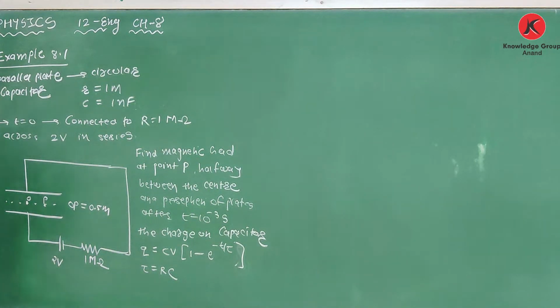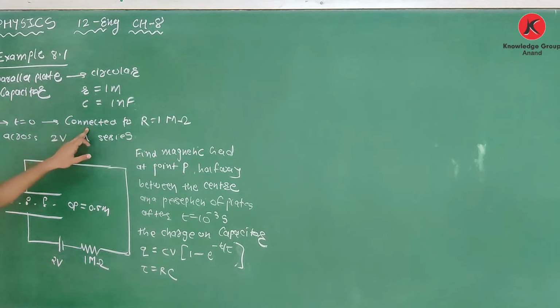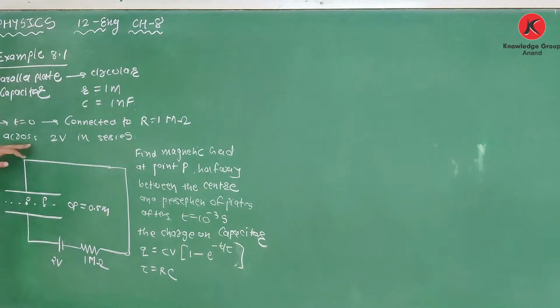See, here it is. Example 8.1. You are given a parallel plate capacitor having circular cross-sectional area with radius r equal to 1 meter and capacitance 1 nanofarad. At time t equal to 0, it is connected to a resistor R equal to 1 mega ohm in series along with a 2 volt battery. It is as shown in the figure. Here it is a parallel plate capacitor, but this plate is circular in nature.